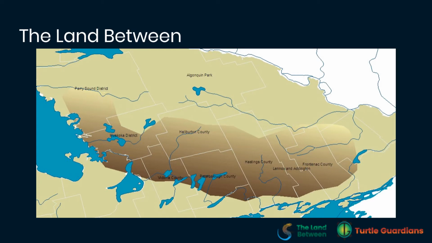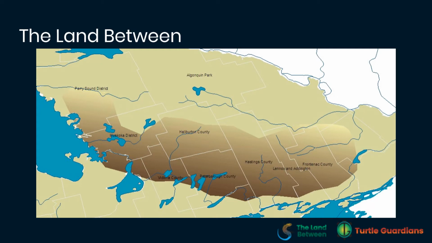So I just wanted to give you a background of the region of the land between before we get into its turtles. So the land between is what we call an ecotone. This is where two ecological boundaries meet. So we have the boundary of the Canadian Shield meeting the boundary of the St. Lawrence lowlands. And when two boundaries meet, what we see is that their features overlap. And this creates a really interesting mosaic of habitat patchiness.